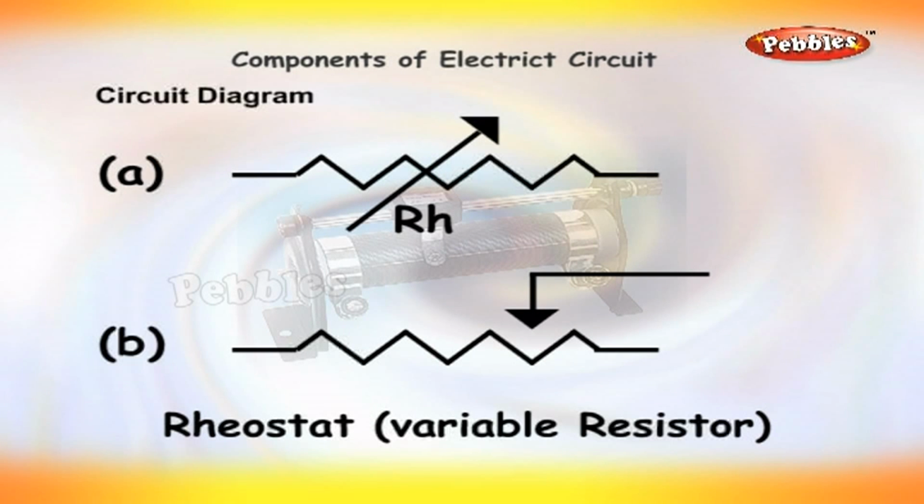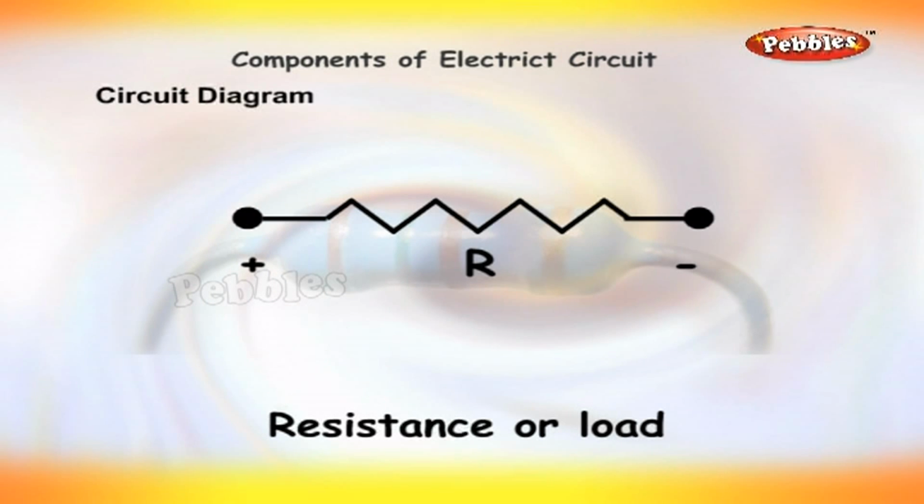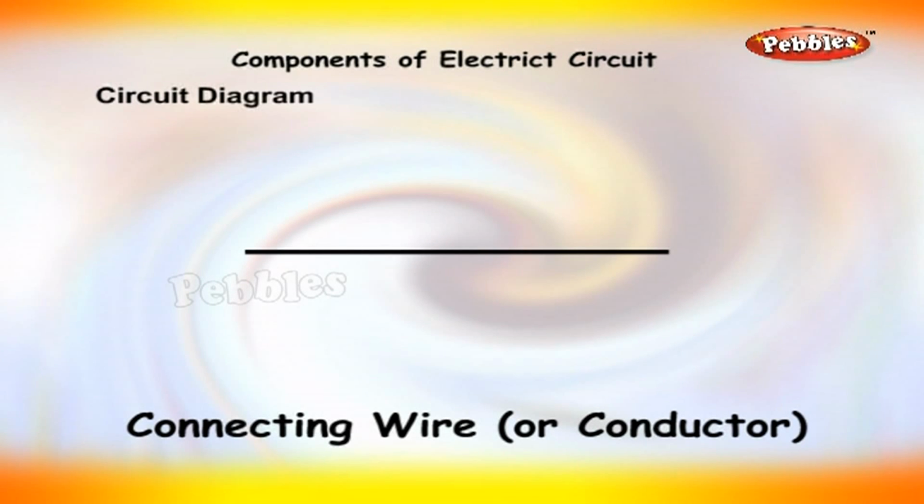Rheostat, to vary current in the circuit. A represents variable resistor. B represents rheostat. Resistance or load, to convert the electric energy into another form of energy. Both the ends are fixed, always connected in parallel to the voltmeter or output. Connecting wire or conductor, to connect the various elements. Made of copper with a very low resistance.